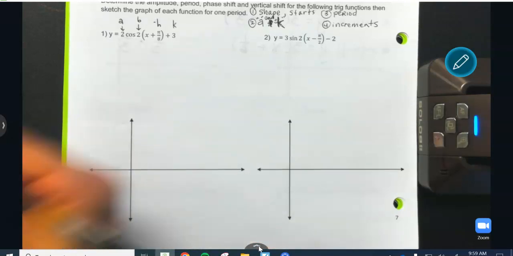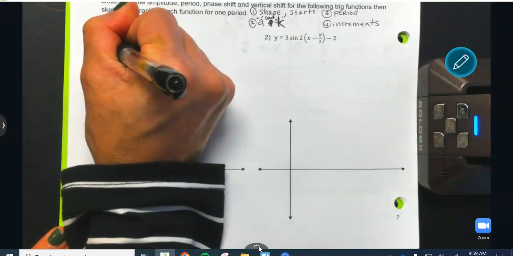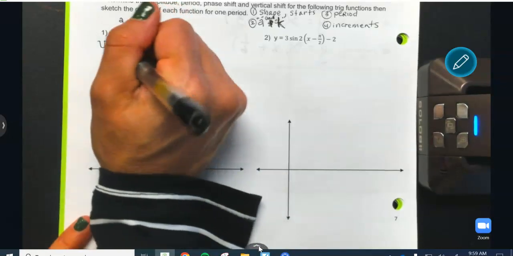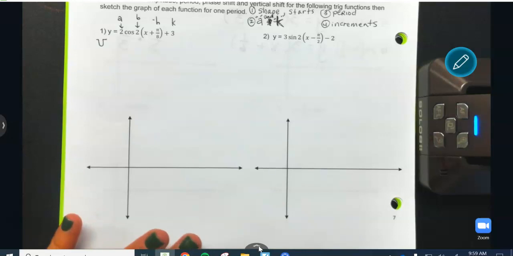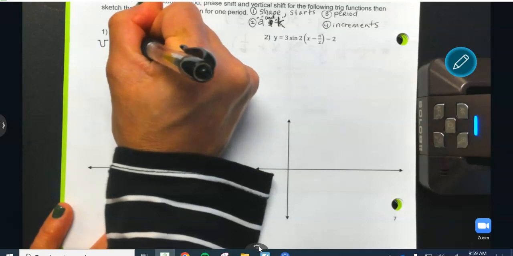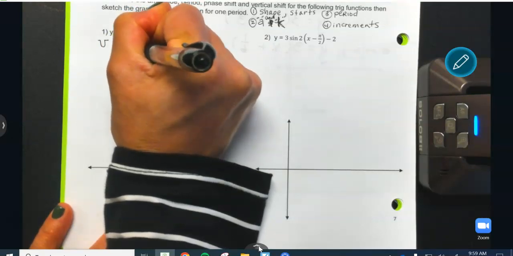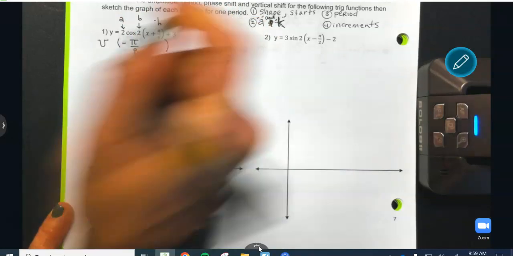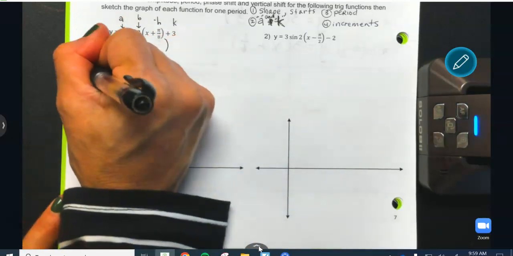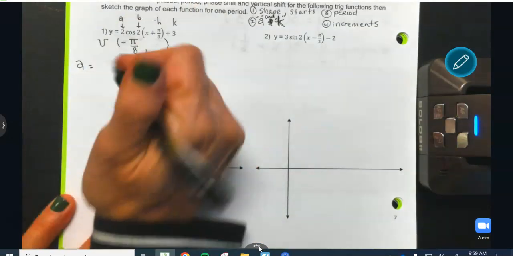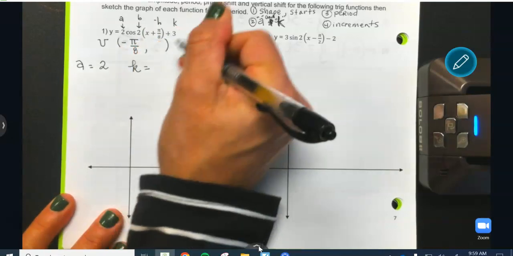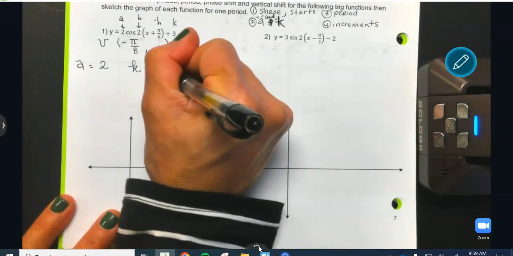Right, so let's think about the shape. The shape is cosine. Remember, cosine starts at the top, makes a little valley and comes back to the top. Where does cosine start? At the top. This is going to be the H value, negative pi over 8. That's where it starts, and I'm going to leave a blank here and come back to it. Let's talk about our amplitude. Your amplitude is the number in front, and the K is the middle, and it's at a 3.